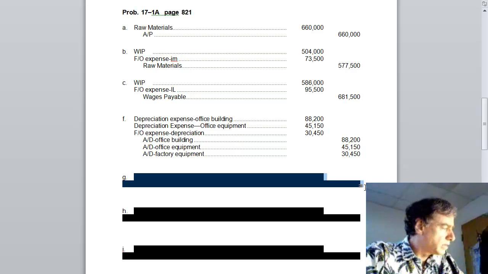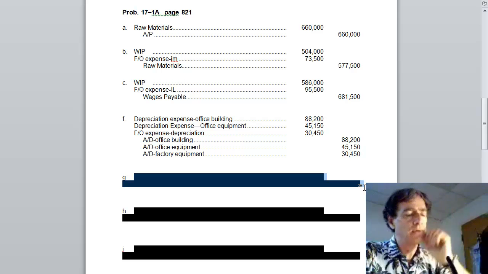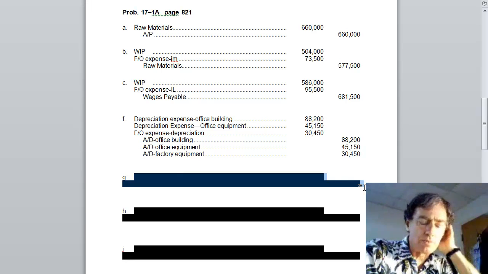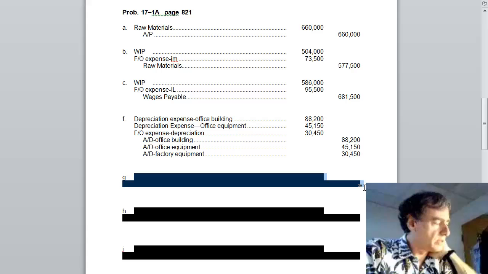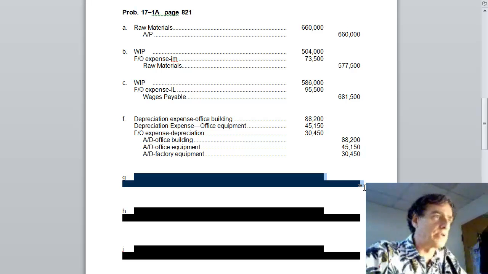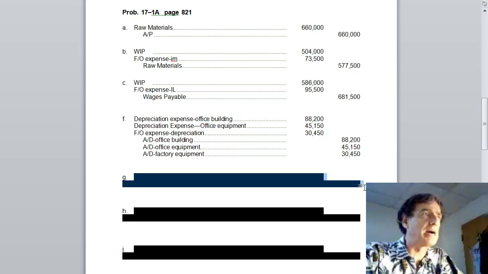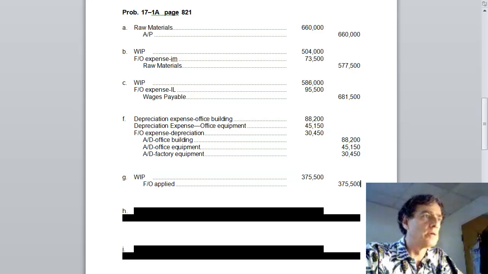Entry G. Factory overhead costs applied to jobs. Applied to jobs, production, work in process, same thing. That's a glorified accounting way of saying that third type of product cost, factory overhead, is about to be added by you to WIP. Debit WIP and credit FO applied. It's that simple.